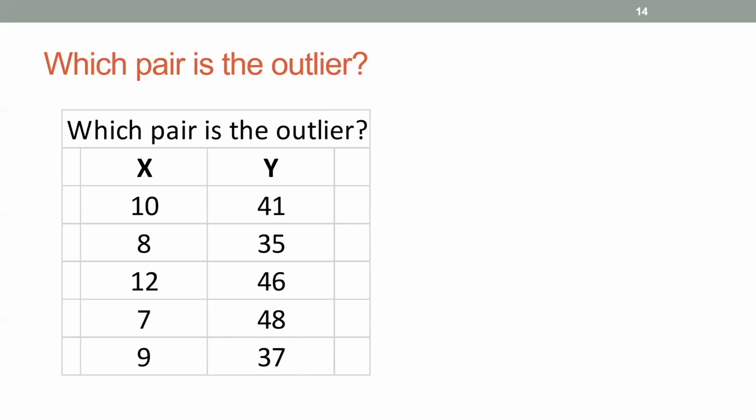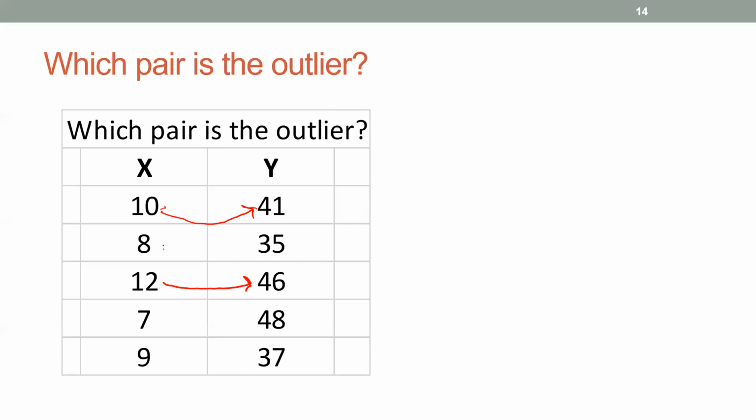The 12 is the highest value in the X, but it doesn't go with the highest value in Y, but it goes with a pretty high value. The 10 is the next highest value in X, and it also goes not with the next highest value, but also with a corresponding value.